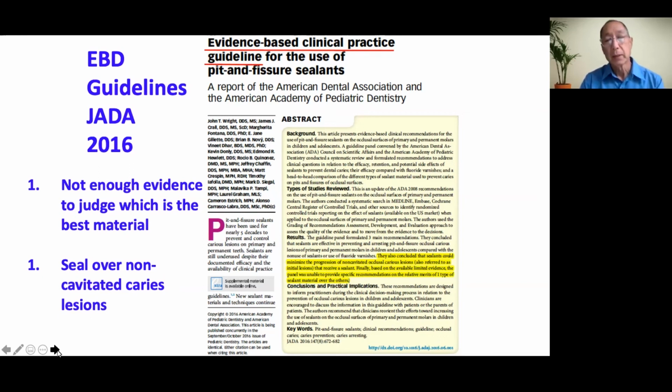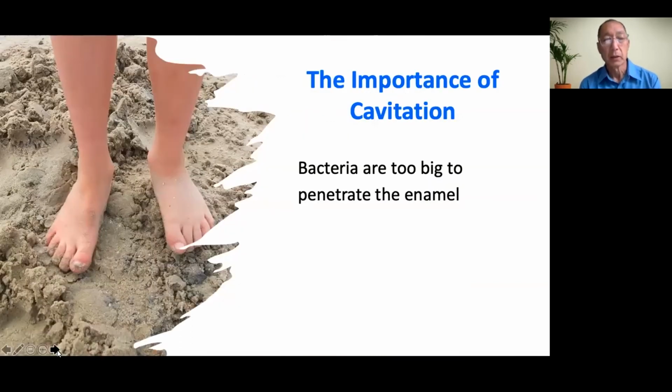For that, we need to understand the importance of cavitation. So my famous slide here showing the size of the bacteria is the person standing on the beach. The enamel rods and prisms are the sands in the beach, and the spaces between the grains of sand are the enamel diffusion channels. And clearly, the bacteria are too big to fit through the diffusion channels.